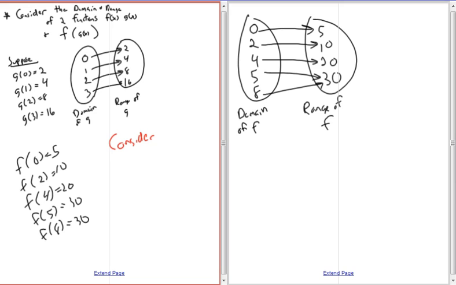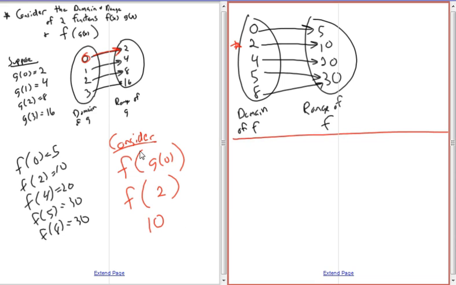Okay, so let's go ahead and consider some different values here. Let's consider f composed of g of 0. Let's think about what that actually means. If we look up here at g and plug in 0, that gives us a 2. So this inner expression, g of 0, I can just simplify to the number 2. And then if I now evaluate f of 2, I go over here and say, okay, there's 2. Well, f of 2 is equal to 10. So that's my answer. F composed of g evaluated at 0 is 10, utilizing these mapping diagrams.